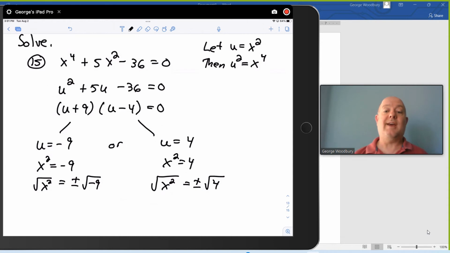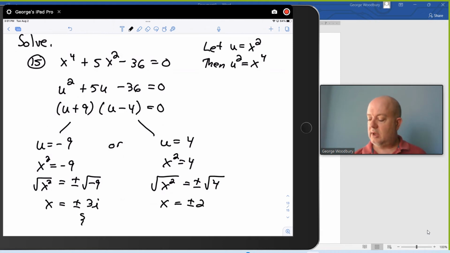The square root of -9, because it's negative, we know that we get i in the solution, and the square root of 9 is 3. So we get x equals plus or minus 3i. And for the other branch of solutions, the square root of 4 is 2, so we get x equals plus or minus 2. If we were to write all four of these in the solution set, it would be -3i, 3i, -2, and +2.